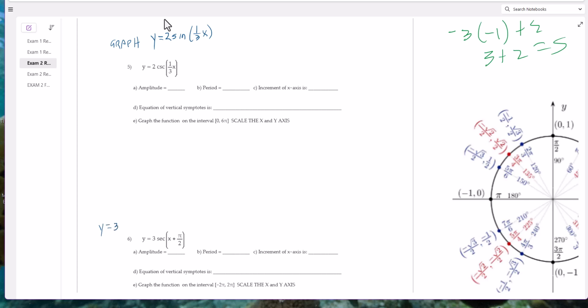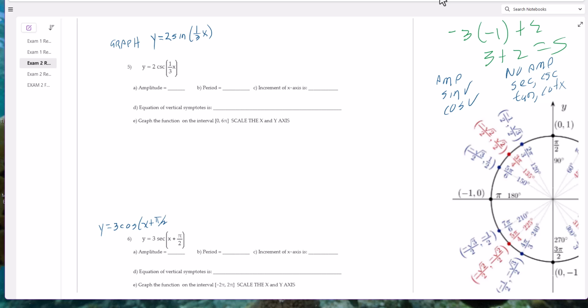Okay, so got to be a little bit careful on this. And one of the things on this is the only two trig functions that have amplitude are sine and cosine. There's no amplitude on anything else. So there's no amplitude on a secant, a cosecant, a tangent, and cotangent, because what an amplitude is, it's half the distance between the max and min. Okay, so you have that. So the answer here is there's no amplitude.